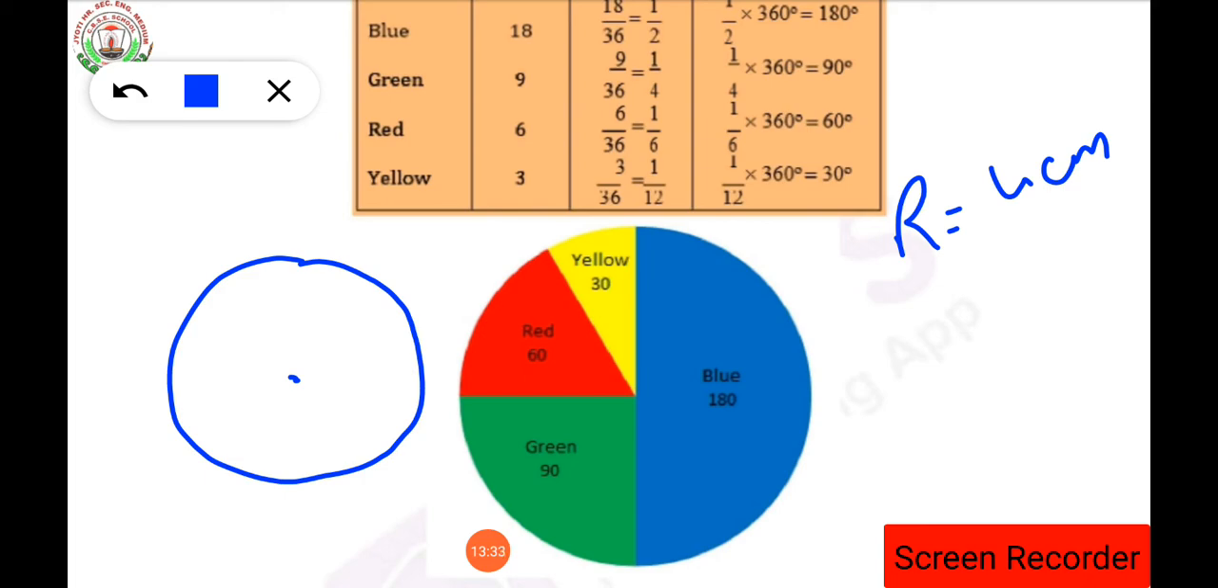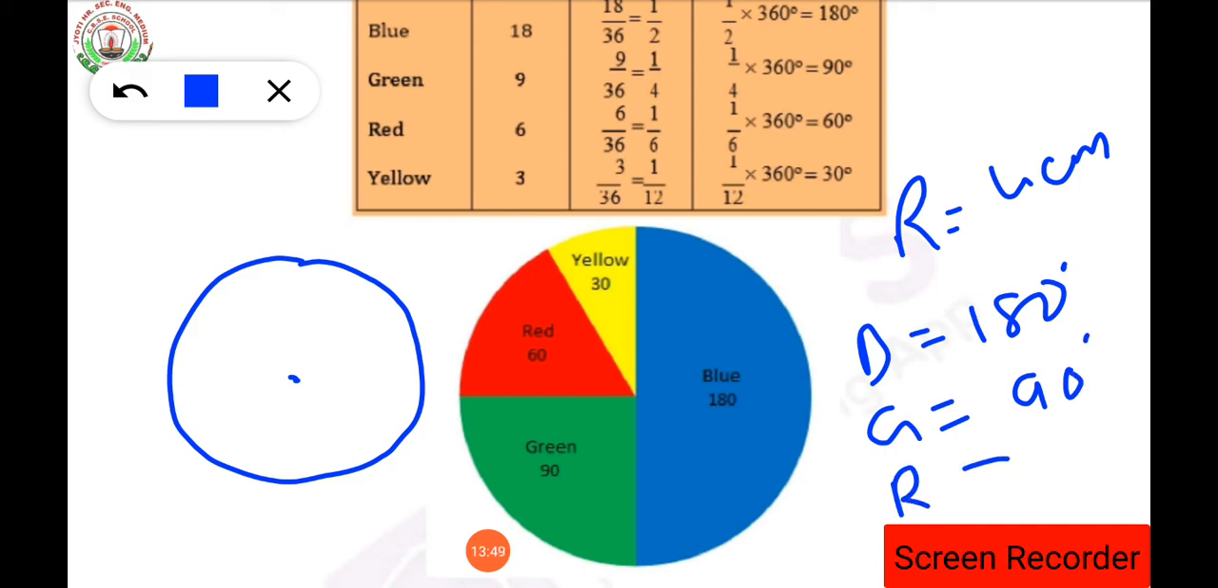Now what we have to do is place these central angles. The blue color, how much is the central angle? 180 degree, isn't it? Green color, how much is the central angle? 90 degree. Red color, how much is the central angle? 60 degree. And yellow color, how much is the central angle? 30 degree. Clear up to here? So these particular angles we have to plot in the circle.